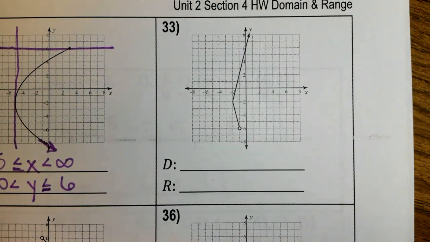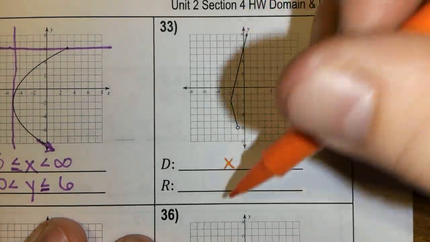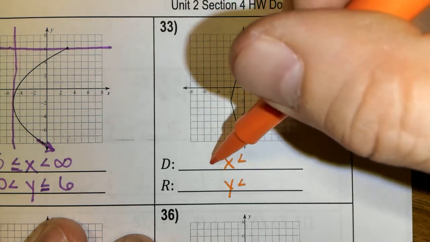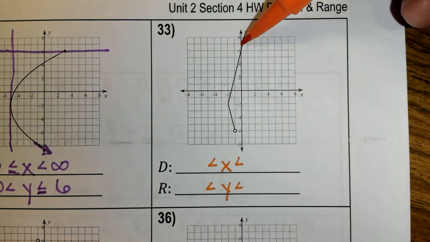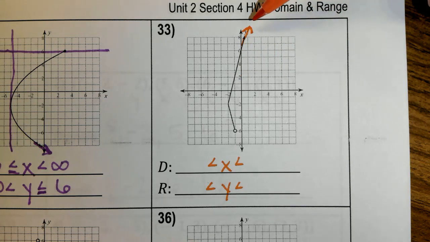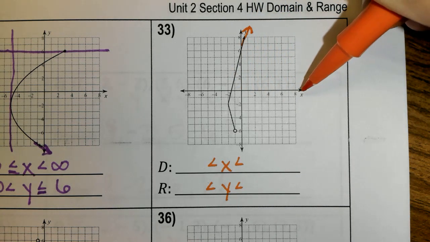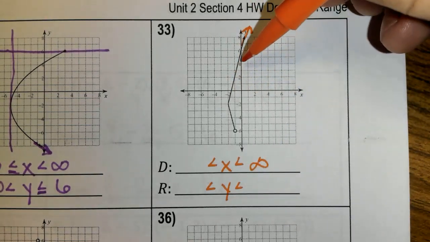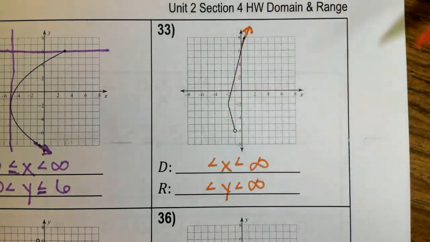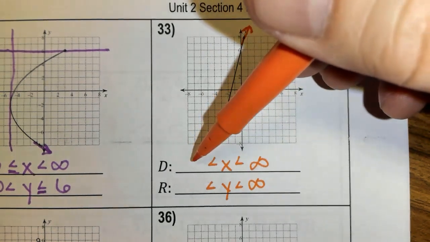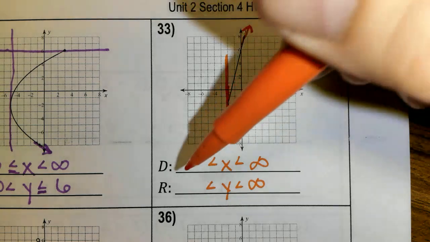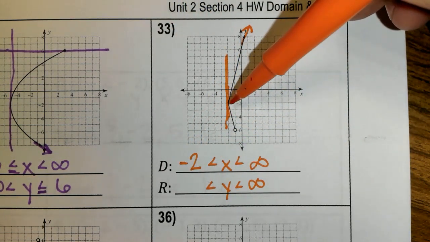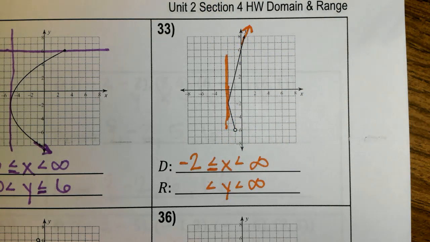All right, 33. I have x and y in the middle, less than. Now I have an arrow up here that's going to the right and up. So right is positive infinity on my x, and up is positive infinity on the y, which means my other two are numbers. On domain, I do left to right, so I want the left side, which is right here, and that's negative 2. That is not an open circle or infinity, so I underline it.